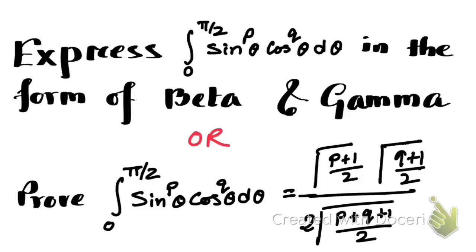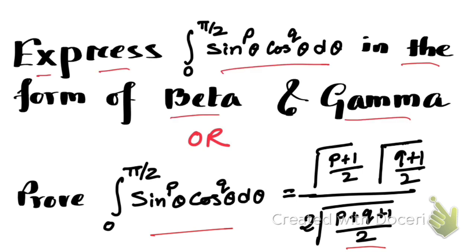Hello friends, in this video I'm going to solve a very interesting problem on gamma and beta function. Here we can see two questions, actually the same question asked in different ways. Either it may be asked to prove this is equal to this, or the question may be asked this way: express this in the form of beta and gamma function. I forgot to write the word function: beta and gamma function.